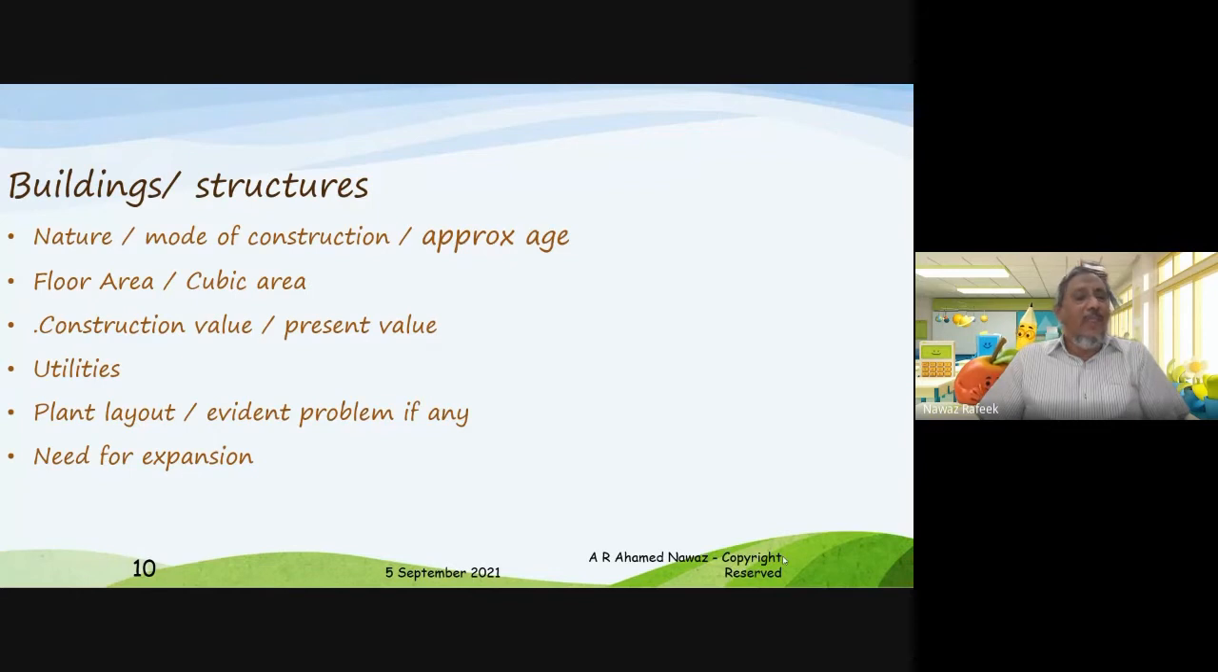Then again, we are talking about the land level utilities: electricity supply, water supply, infrastructure, roads, etc. Then plant layout. With a manufacturing organization, how the plant is laid out. What is the nature of the plant, whether it is fixed or moving nature? It depends on whether it is movable or immovable. If the plant has to be fixed permanently with the floor, with a concrete base, it's fixed.